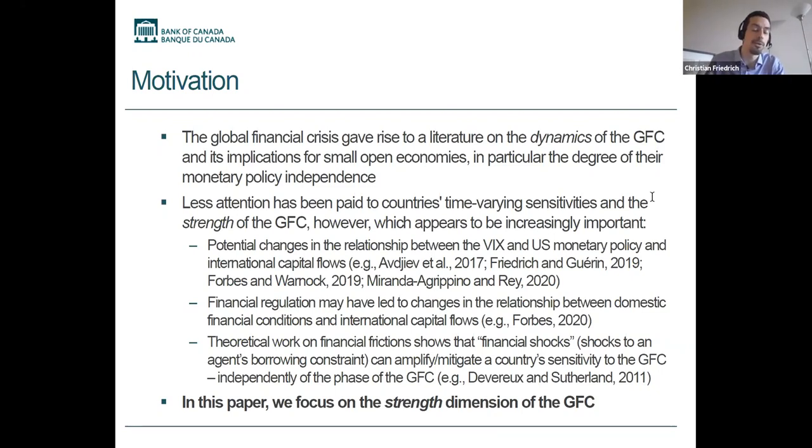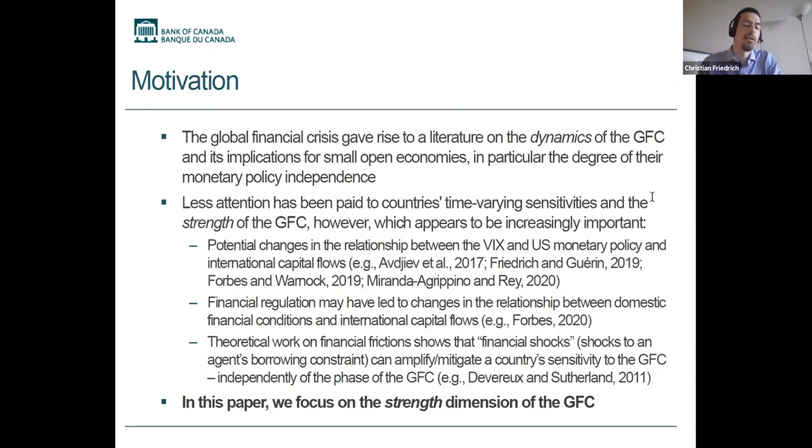So one important aspect here is that a number of papers have documented changes in the relationship between WICs and US monetary policy on the one hand, and international capital flows on the other hand, over the global financial crisis and afterwards. There's plenty of evidence that some of the relationships have changed. Maybe the other side of the same coin is that financial regulation has been introduced, and that may have led to changes between the domestic financial conditions and international capital flows as well. So again, there's some kind of structural change here.